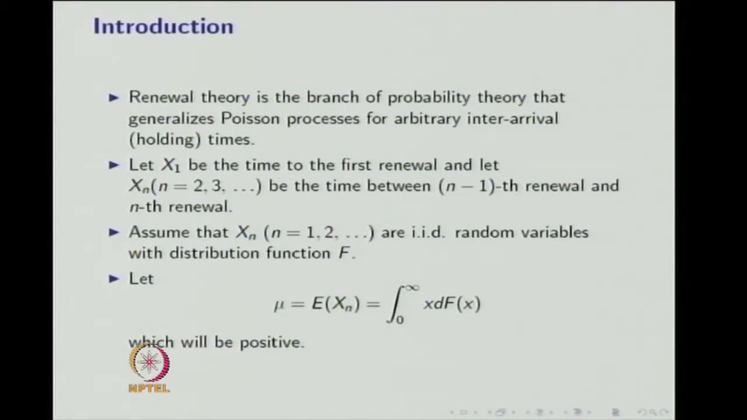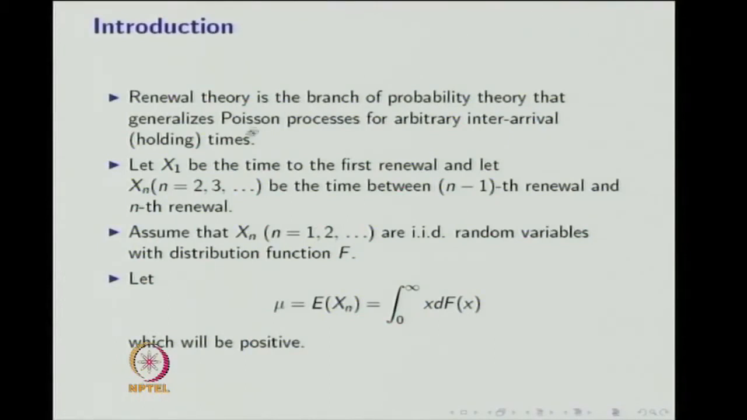Renewal theory is the branch of probability theory that generalizes Poisson processes for arbitrary inter-arrival or holding times. Renewal, as the word suggests, means that an event occurs again. When we say that X1 is the time of first renewal, it refers to the first time an event occurs, where the event may be defined as required by the user.